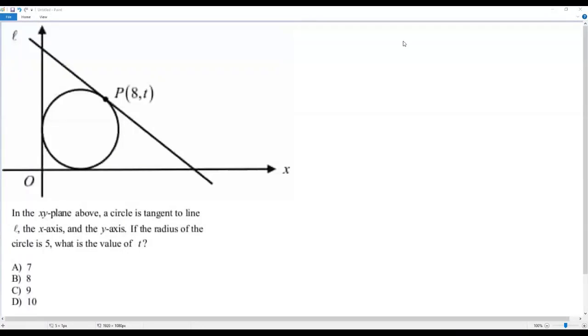Here we have a SAT math problem. Okay, let's go to the question. Here we have a graph. In the xy plane above, a circle is tangent to line L, the x-axis, and the y-axis. If the radius of the circle is 5, what is the value of t?